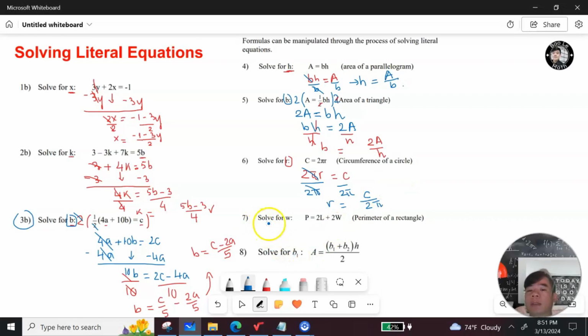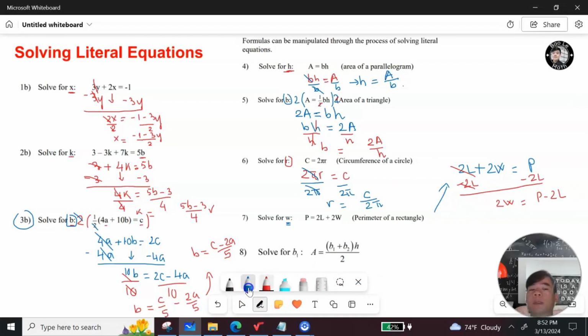Next one. Solve for w. Okay, w right here on the right hand side. Alright, I just rewrite this one. It's going to be 2L plus 2W equal P, right? Now, because I need to solve for W, I need to try to eliminate 2L right here. So I subtract 2L both sides. Right, this and this cancel out. I have 2W left equal P minus 2L.